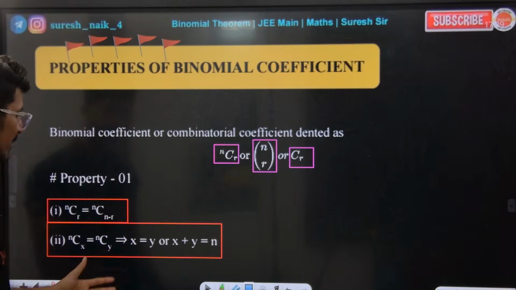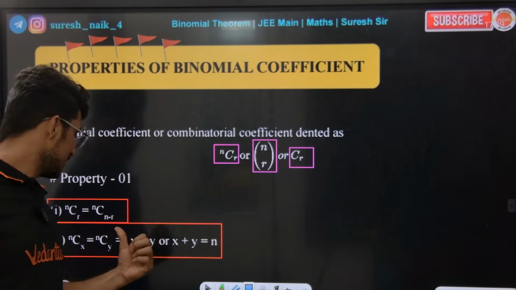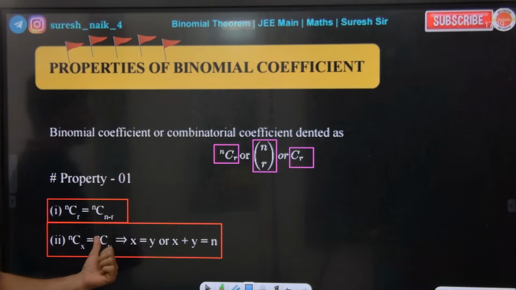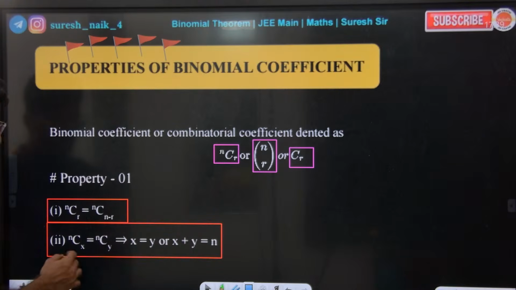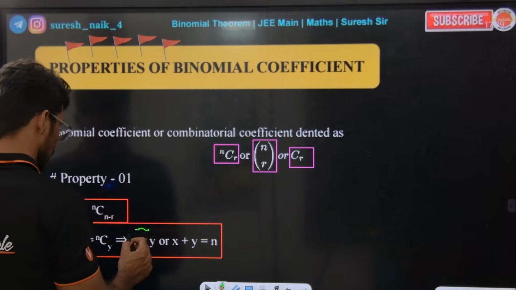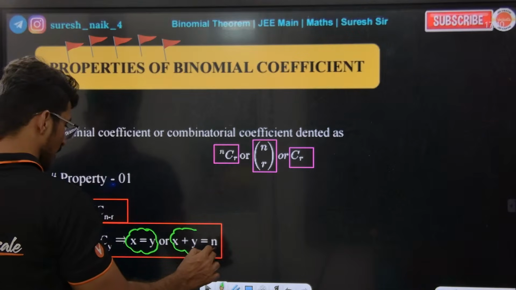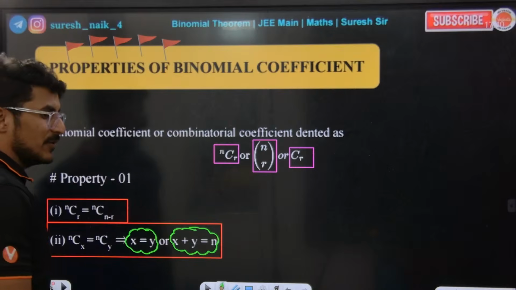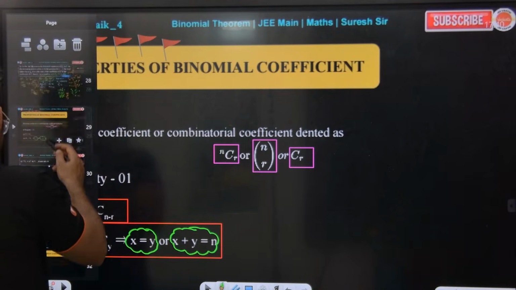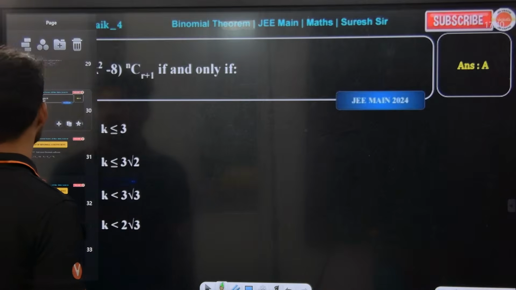Okay. This is an 11th standard property. NCR can be written as NC(N minus R), and NCX is equal to NCY, both can be equal to each other only if X is equal to Y or N is equal to X plus Y. Understood everyone? Yes sir.